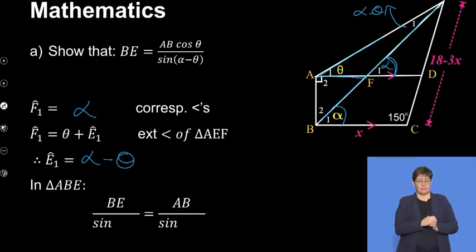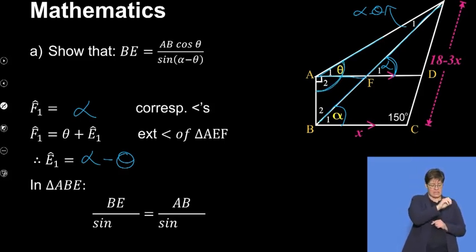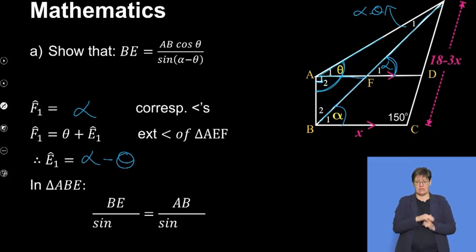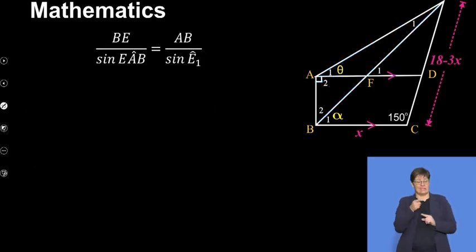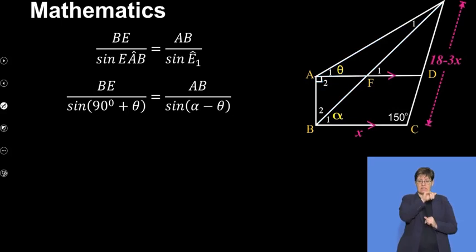Okay, so in triangle ABE, we have BE and the angle across it, so we're going to use the sine rule. So BE and sine of the angle across it. Now remember this angle is 90 plus theta, equals AB and the angle across it. The angle across from AB is this angle here, so it's going to be alpha minus theta. Remember we're trying to find BE, so that's where we ended up.